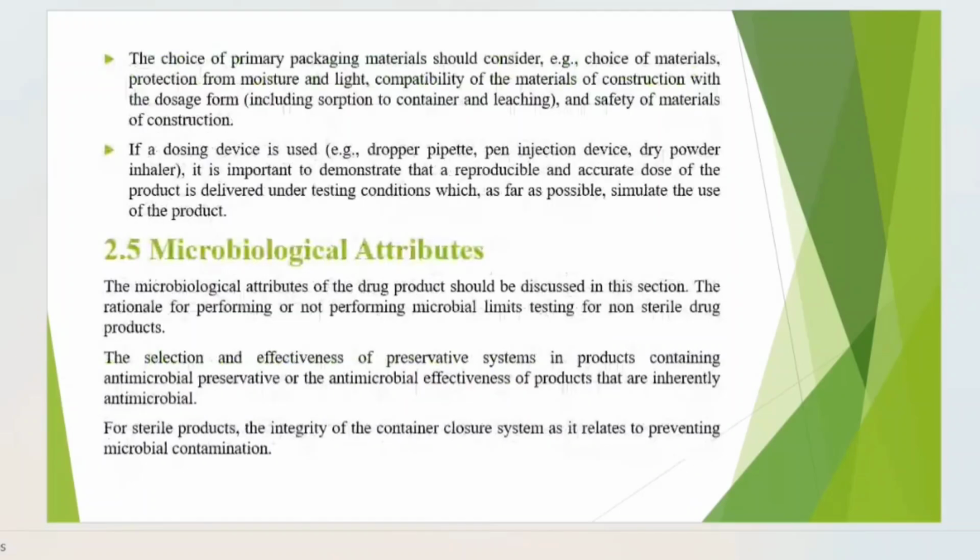The choice of primary packaging materials should consider the choice of materials, protection from moisture and light, compatibility of the materials of construction with the dosage form, including sorption to container and leaching and safety of materials of construction. Sorption means some containers, some materials have the ability to extract the ingredients from the drug product. That is called as a sorption.